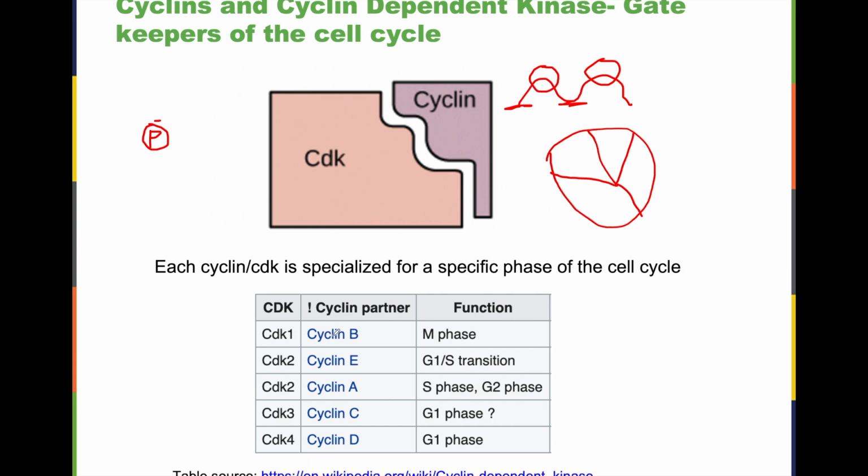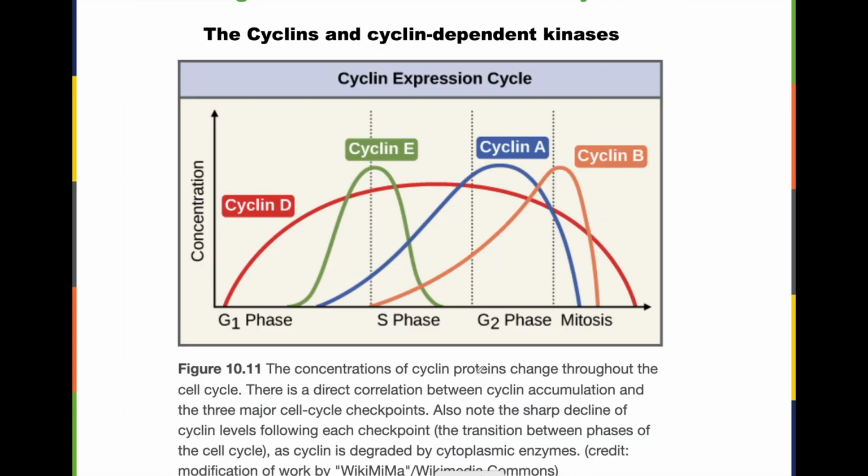So the cyclin B pairs up with CDK1, cyclin E, CDK2, so on and so forth, and each of them have a function at a particular phase of the cell cycle. So here's a graph showing the concentration of each type of cyclin in different phases of the cell cycle.